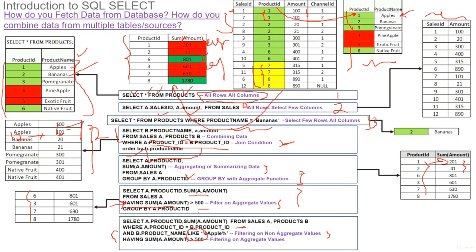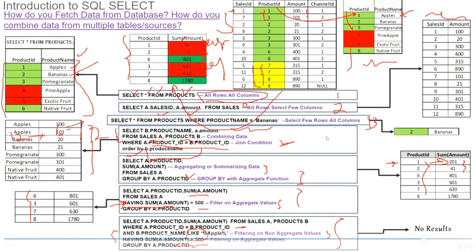Product ID 1. But we know that for product ID 1, the total amount is only 201. Now, having sum amount greater than 500 is another condition that's here. Obviously, 201 is not greater than 500. So this SQL should give us no results. And that's what it does when you actually run this query against the database.